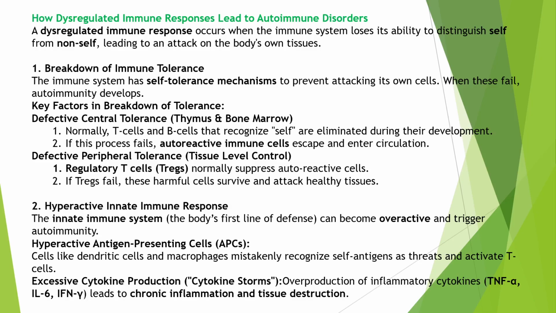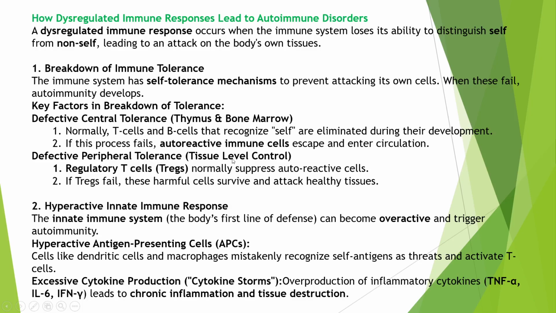If there is any problem in those beginning stages itself. So normally T cells and B cells that recognize self are eliminated during development. This is your T cell B cell selection. If this process fails, autoreactive immune cells escape from the selection and then they enter the circulation. So your selection process also has to be very tightly maintained and regulated. Even if one or a few cells escape this selection, it will lead to autoreactive immune cells.